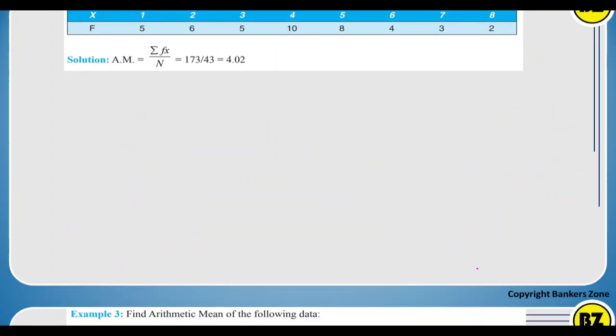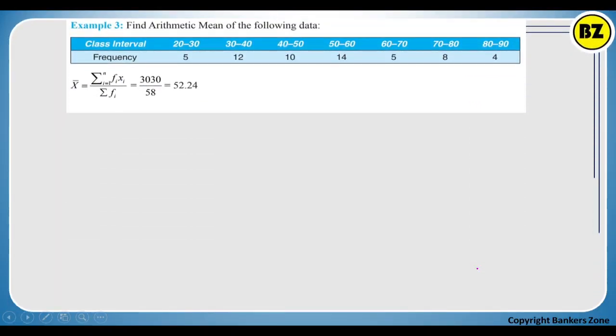Okay, now in the next example, we will discuss how to find the arithmetic mean using the following data. Here you can see they have not given x directly. Remember, they have given the interval. We have already discussed the class interval: the group 20 to 30 repeated 5 times, 30 to 40 repeated 12 times, 40 to 50 repeated 12 times.